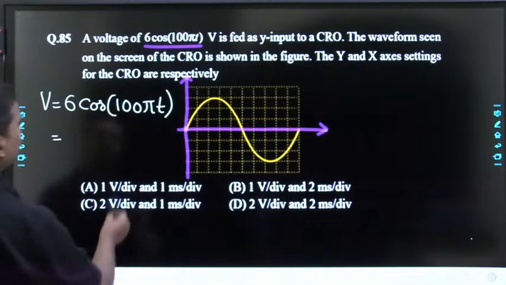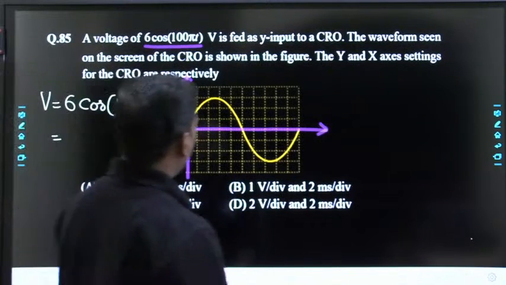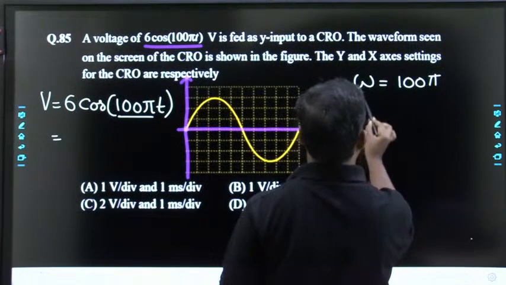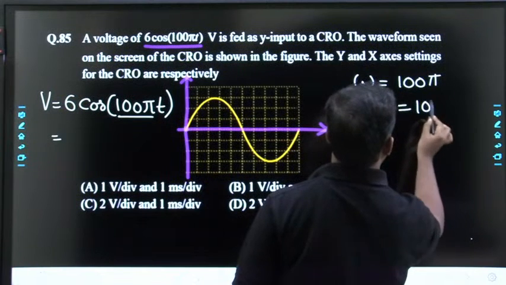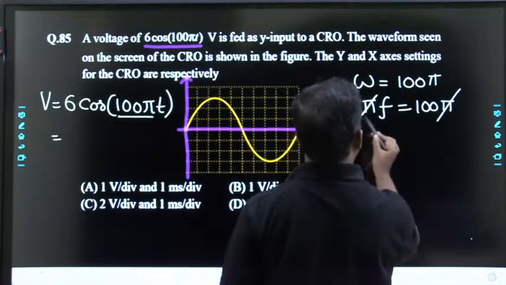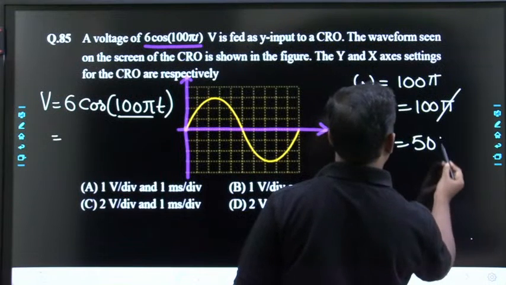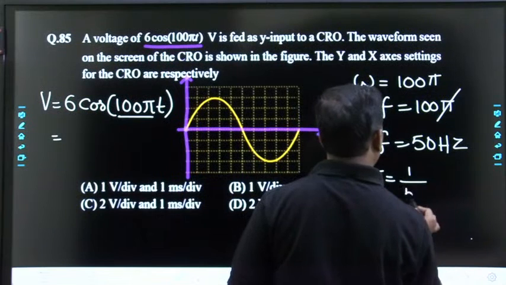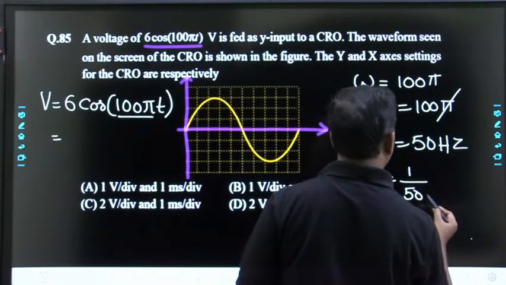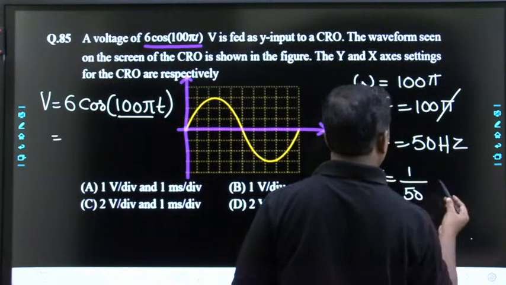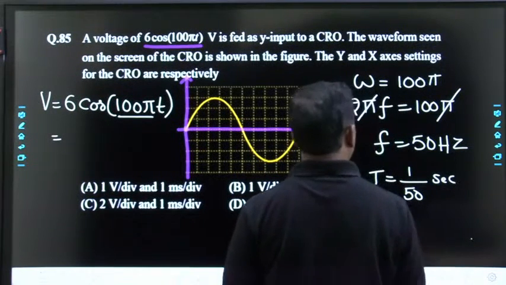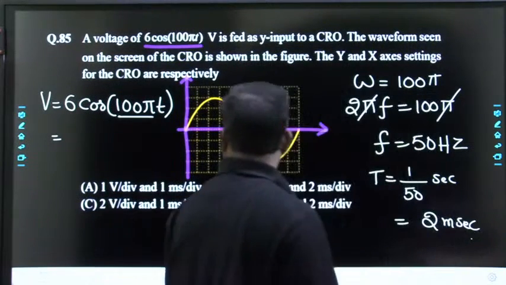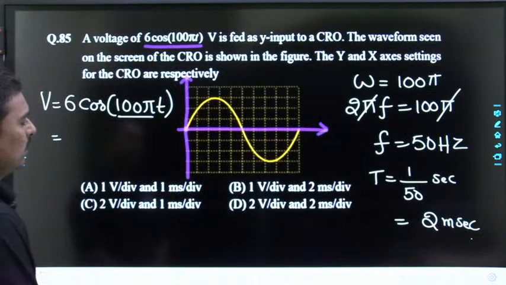See, this is omega. Omega is equal to 100 pi. That means 2 pi f is equal to 100 pi, so f is equal to 50 hertz. Then what is the time period? Time period will be 1 by 50 seconds. That will be how much? 2 milliseconds.